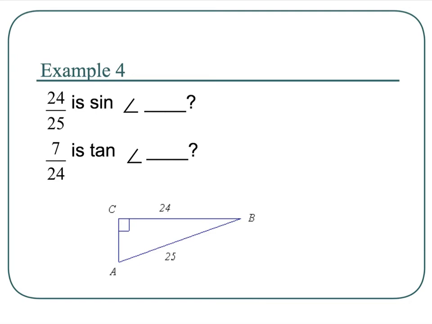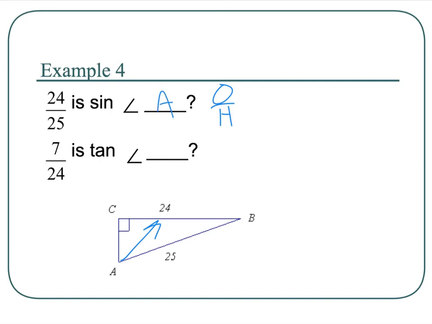Alrighty. Now it's kind of like the reverse, if you will. 24 over 25 is the sine of what angle? Let's remember that sine is opposite over hypotenuse. So if my opposite side is 24 and my hypotenuse is 25, well, obviously the hypotenuse is 25 because it's across from the right angle. But which angle has 24 as its opposite side? Well, that's angle A, right? So this would be angle A.